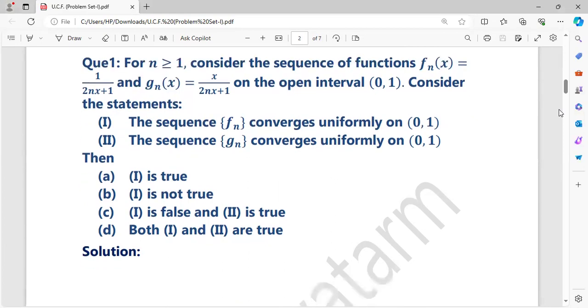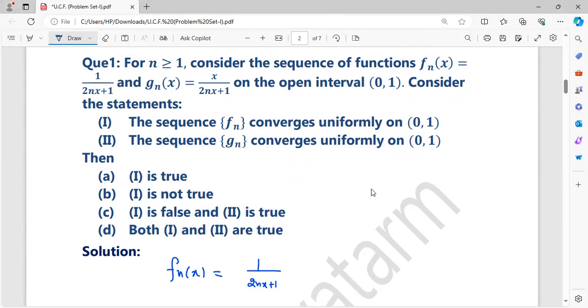Okay, so let's see. You have the f_n(x) function. So what is its pointwise limit? Because if the pointwise limit does not exist, the function will not be uniformly convergent. So first find its pointwise limit.